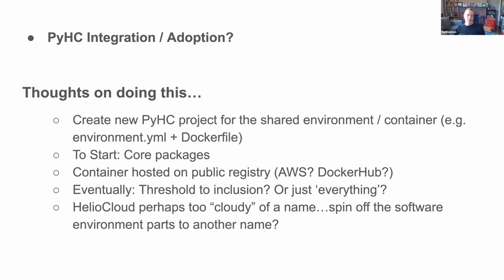I think first and foremost, we need to create a PyHC project. If the Helio Cloud project that we have going could be adopted into PyHC, that works. Or we could, skipping to the last point here, maybe it needs to be rebranded. Maybe Helio Cloud is a little too cloudy of a name because these things don't just run in the cloud, for example. So that's a slight misnomer. Maybe it needs to have a different name. But after that consideration, then that should be a public repo and it should be in PyHC.